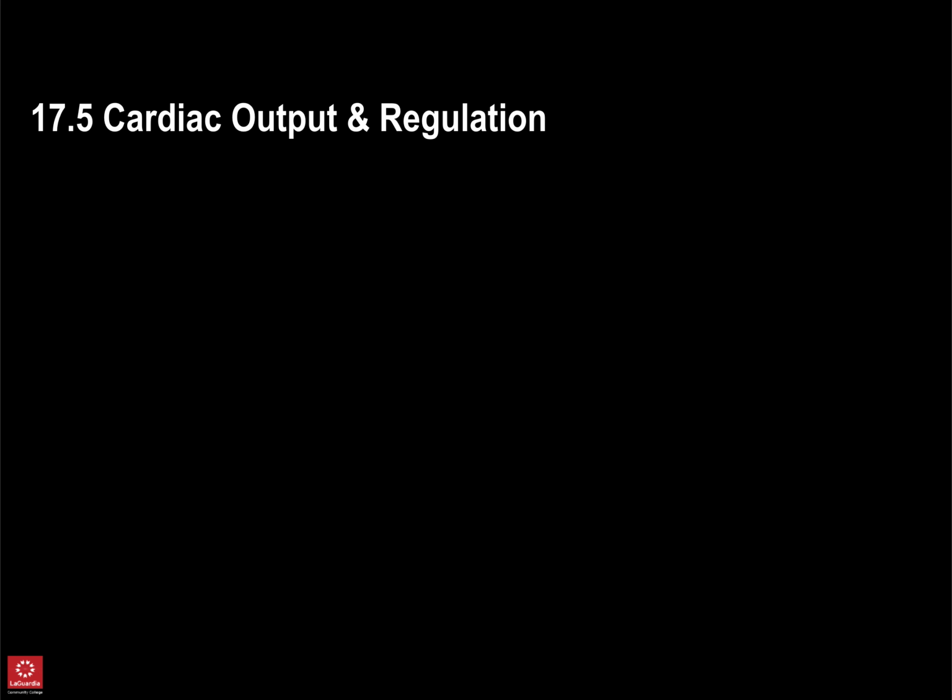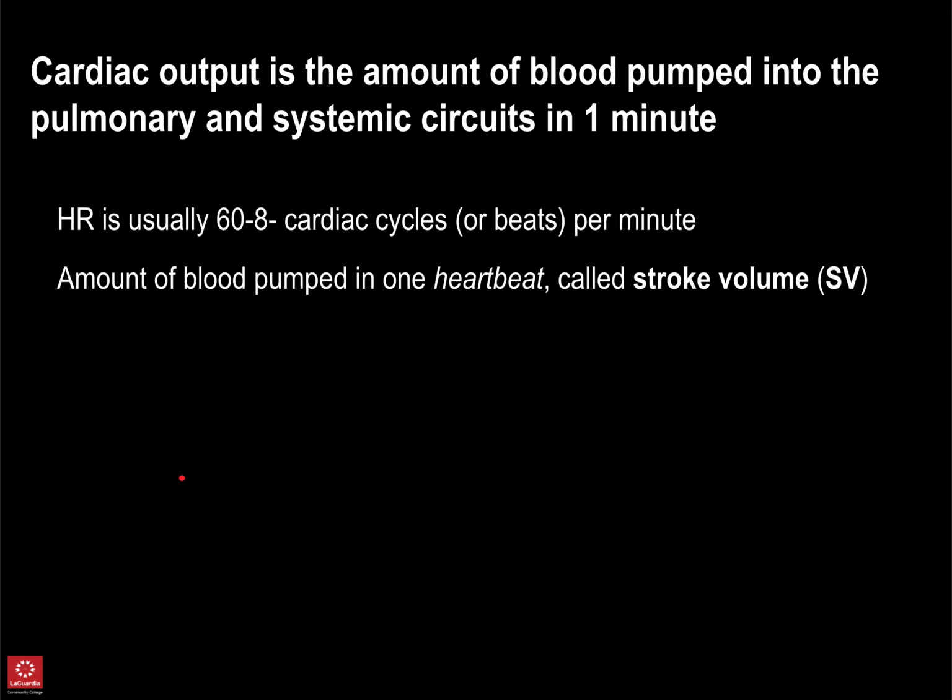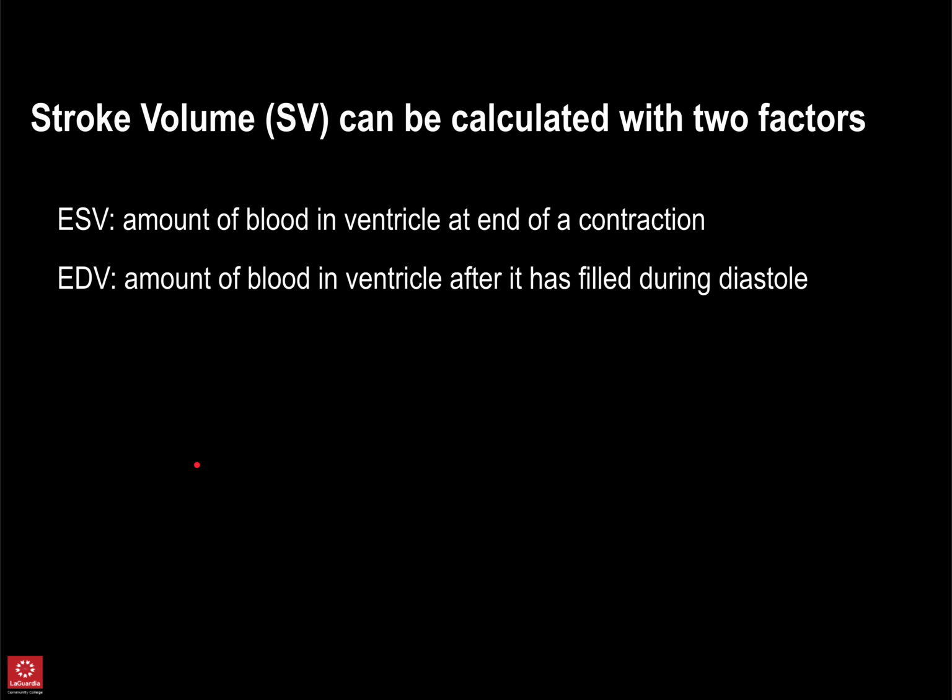Now let's start talking about cardiac output and regulation. So cardiac output is the amount of blood that's pumped into the pulmonary and systemic circuits in 1 minute. So if you think about it, the heart rate is about 60 to 80 cardiac cycles or beats per minute. And so the amount of blood that's pumped in one heartbeat, we call that the stroke volume. The stroke volume can be calculated with two factors, the ESV and the EDV.